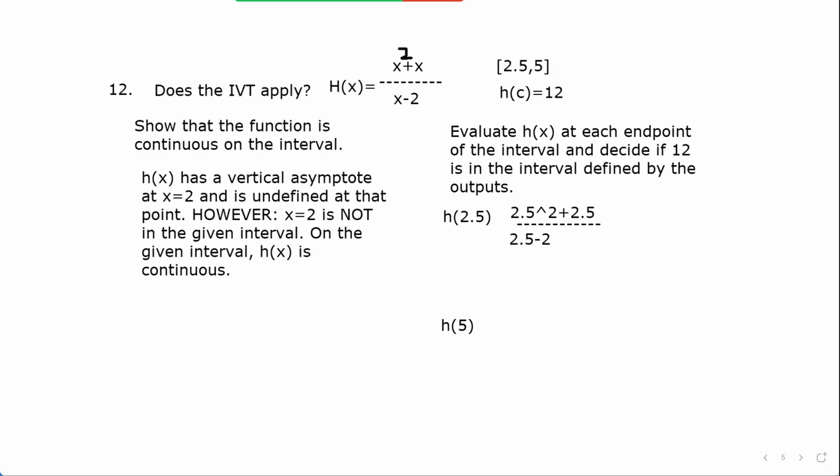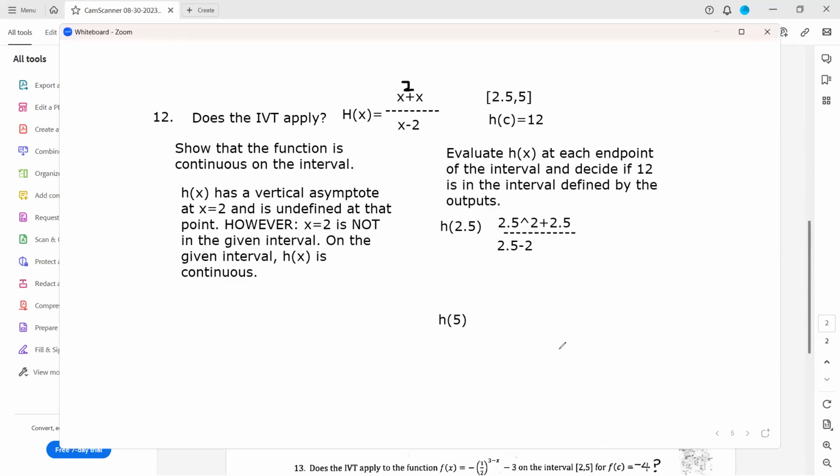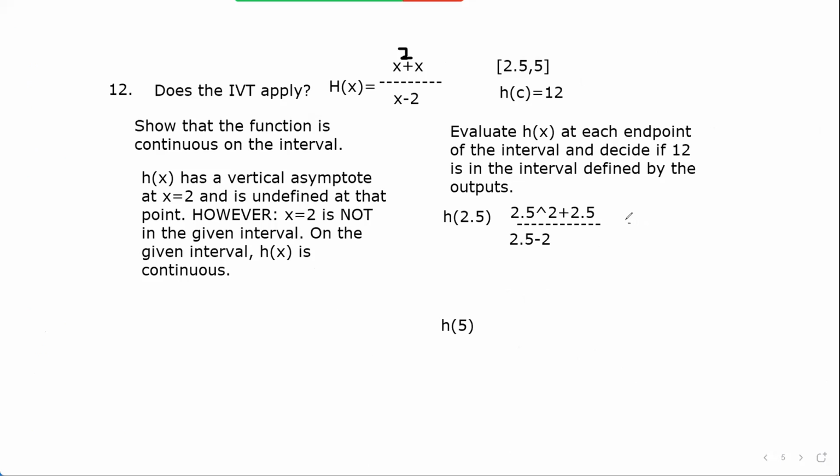let's use the calculator. So when she evaluated, she got 17.5. I know you can evaluate that, I'm just trying to save you a little bit of time. No, it's perfect. So this is 17.5, right? This is 17.5.